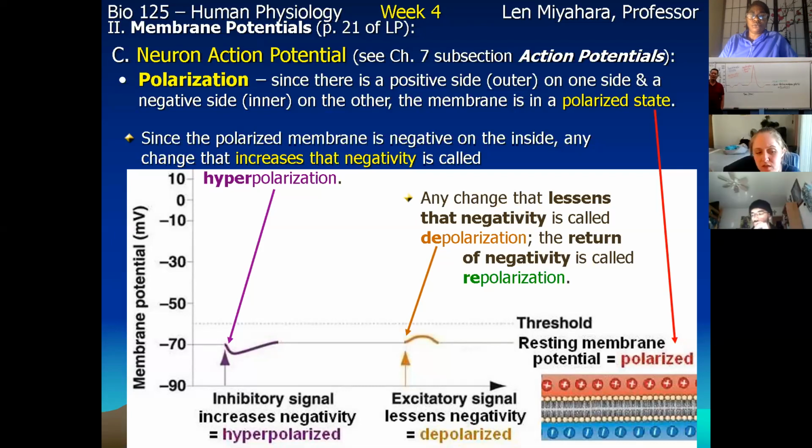I have a question. Okay. What determines the threshold voltage? Why negative 55 millivolts? It has to do with the voltage sensitive sodium gates. Does that help? Some voltage sensitive sodium gates are so sensitive that maybe at minus 60, they'll start opening. Some other voltage sensitive sodium gates are not as sensitive, and you've got to go up to minus 45 before they'll start opening. Does that help? Okay.